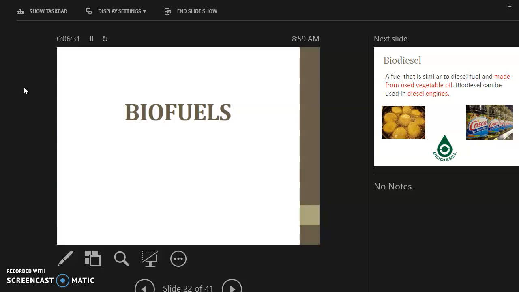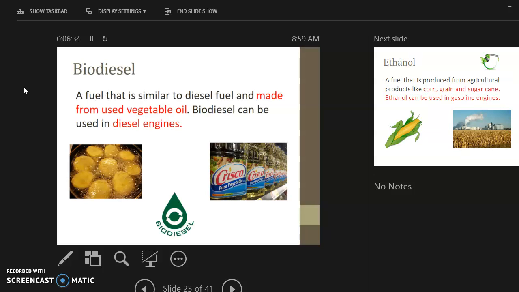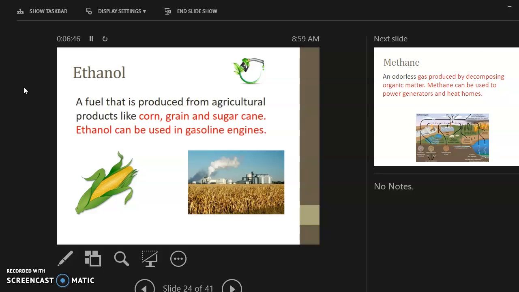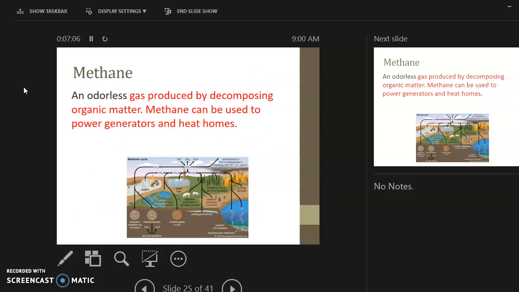So now we're going to talk about biofuels. Biodiesel is a fuel that is similar to diesel fuel, but it's made from vegetable oil. So biodiesel is made from a plant. It's plant-based. Biodiesel can be used in diesel engines. Ethanol is a fuel that is produced from agricultural products like corn, grain, and sugarcane, and ethanol can be used in gas engines. Now you see a lot of people use non-ethanol gas, but I don't think research has shown how it affects engines.